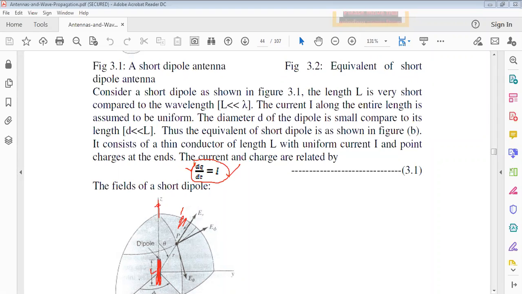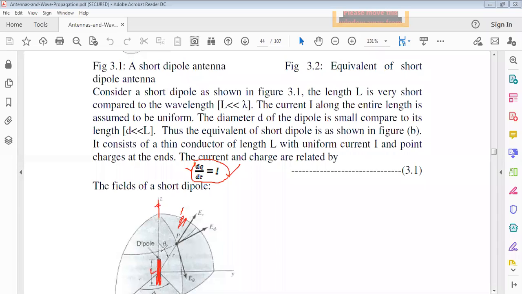And consider the diameter of that wire. The diameter of that wire is very, very low. Otherwise, that looks like a piece of plate instead of a piece of wire. That is the problem here.